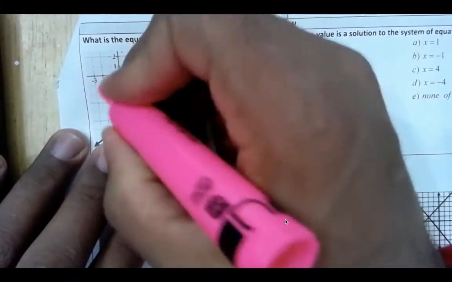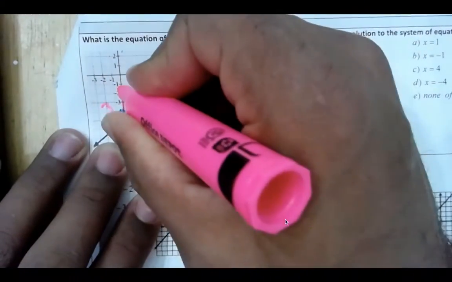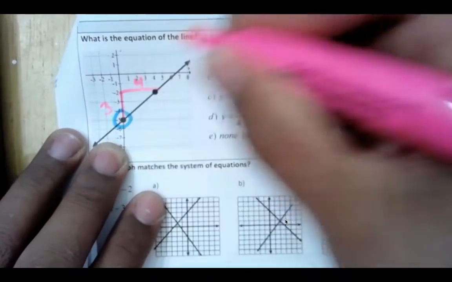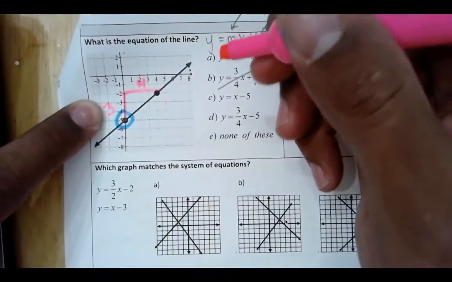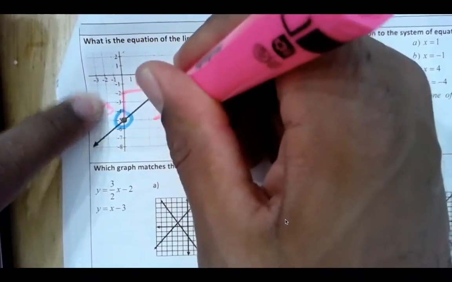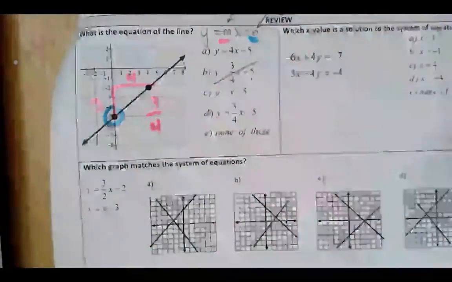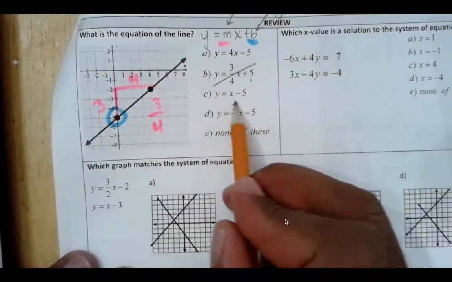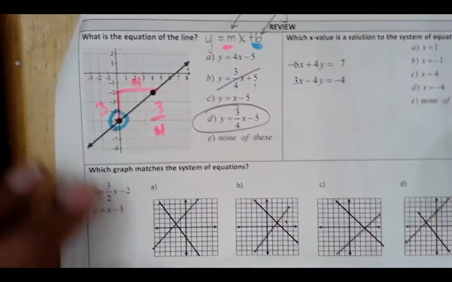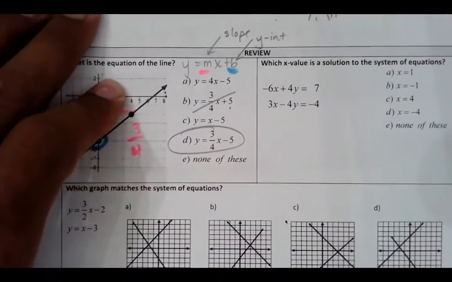So we're going to go up. Looks like we're going to go up 3 and then over 4. So remember the rise, the 3, goes on top, and the 4, the run, goes on the bottom, so it's 3 over 4, which then, of course, means that our equation is y equals 3 quarters x minus 5.